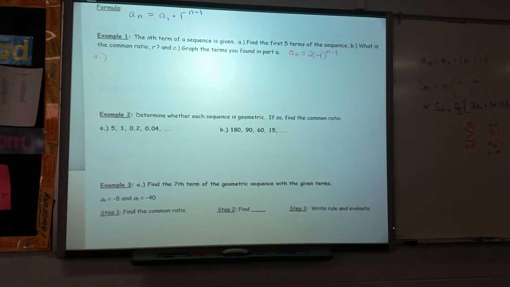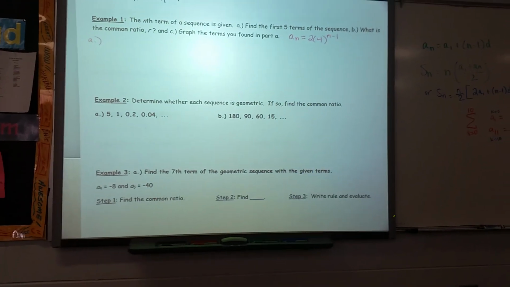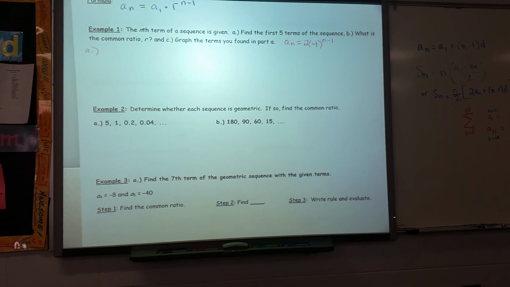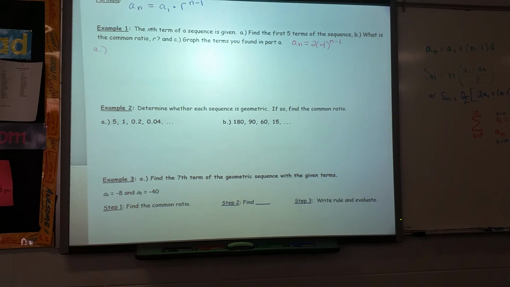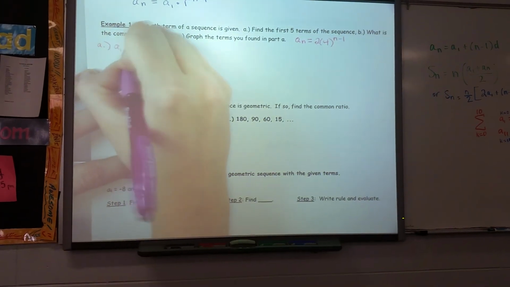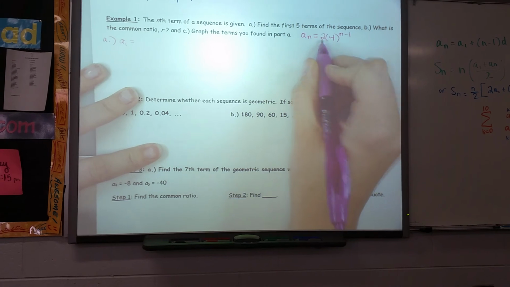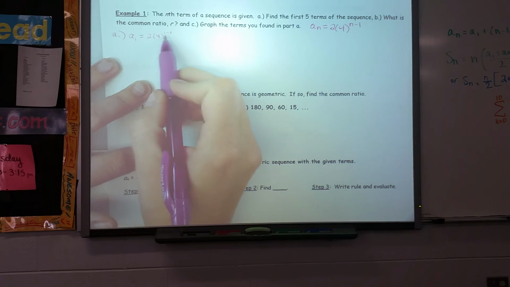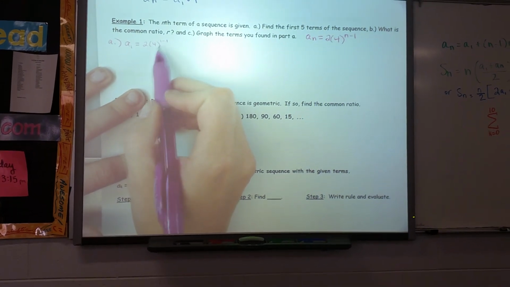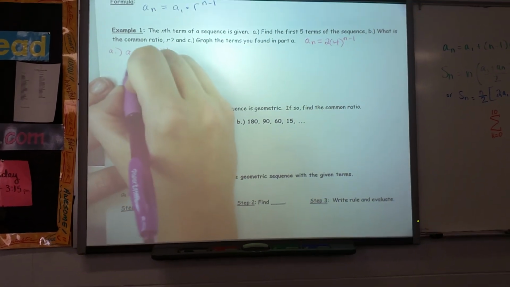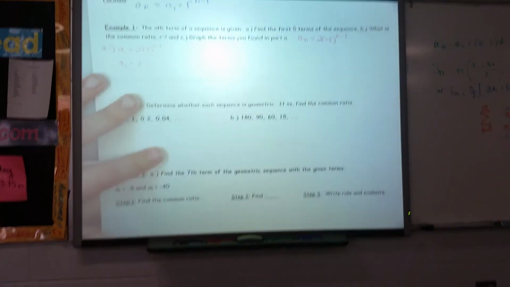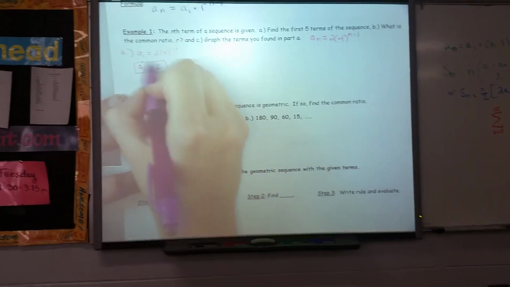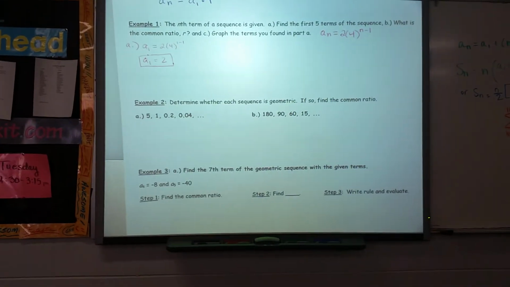If we want to find the first 5 terms, Thomas, how would you find the first term? Plug in 1. Yeah, you're going to plug in 1. So a sub 1 equals 2 times 4 to the 1 minus 1, so this would be the power of 0. Hannah, do you remember anything to the 0 power is what? 1. So 1 times 2 is just going to be 2. Then you guys can generate the rest of those.